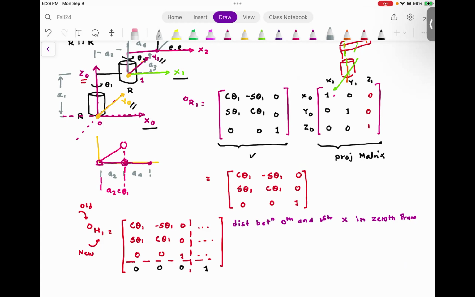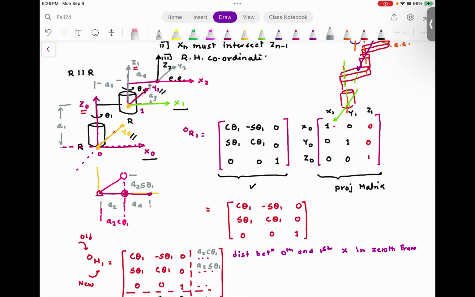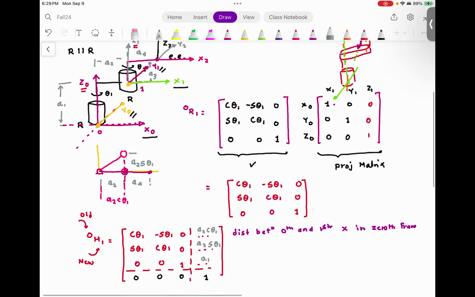Everyone understood this? At this point, I need the distance between the new frame and the old frame in the coordinate frame of the old frame. And that is going to be A2 cosine theta 1. Are you with me? The x distance is A2 cosine theta 1. The y distance is going to be A2 sine theta 1. And for the z distance, A1 is fixed and not changing, so I can just write A1 over here. Are you with me?